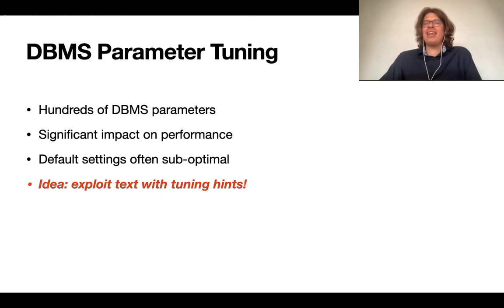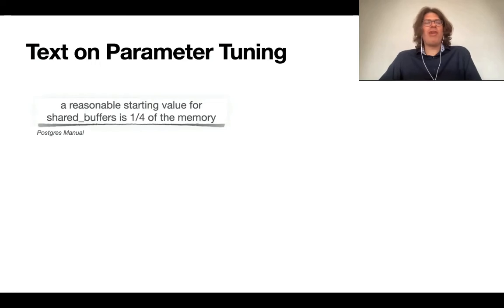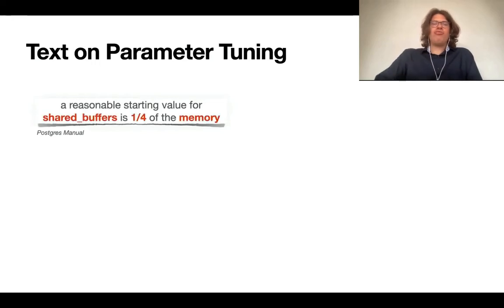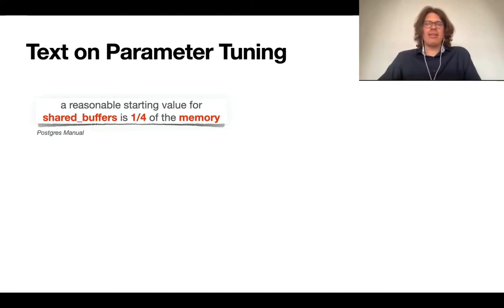Because if you take a database system like Postgres, for instance, you typically find a lot of text documents with corresponding tuning hints. For instance, if we look into the manual, we will find the tuning hint over here, which recommends to set the shared buffers parameter to about a quarter of main memory as a starting point. And in my experience, this tuning hint often improves performance significantly in practice.